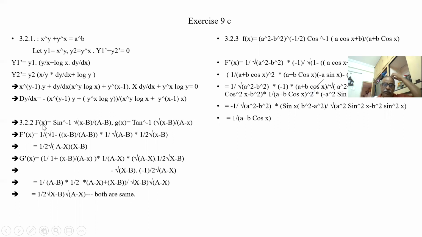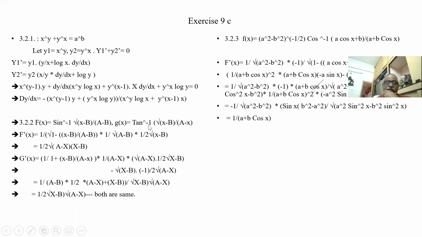Let us say this one, 2.2. f of x is sine inverse root of x minus b by a minus b, and g of x is tan inverse root of x minus b by a minus x. We want to prove that f dash x and g dash x are same. So f dash x, sine inverse x, 1 by root of 1 minus x square into, what is the differentiation of root of x minus b by a minus b? So 1 by root of a minus b, what is that? It is a constant term, this is not containing x. So 1 by root of a minus b into root of x minus b is 1 by 2 root x minus b. So this is f dash x.